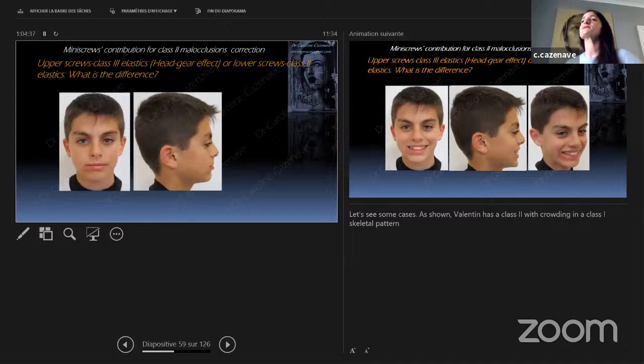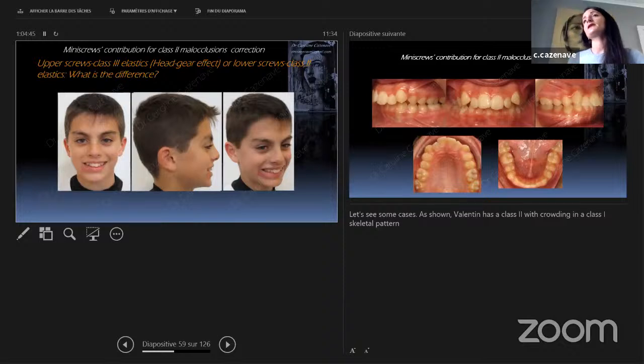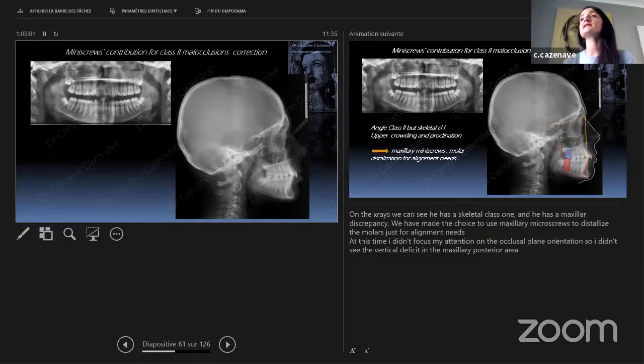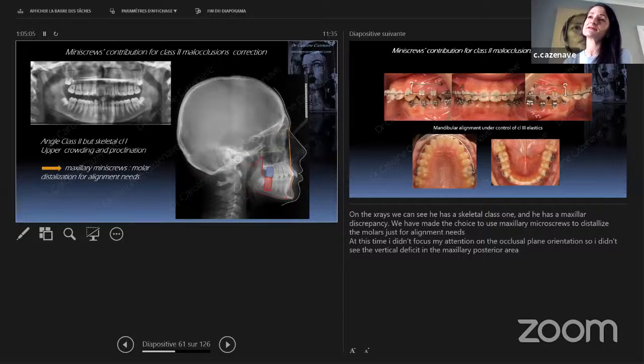Let's see some cases. As shown, Valentin has a class 2 with crowding in a class 1 skeletal pattern. The intraoral photographs show an occlusal class 2 with crowding. The class 2 is not complete, but about 4 millimeters. So we aim to distalize the molar for crowding correction. On the X-rays, we can see he has a skeletal class 1 and he has maxillary discrepancy.